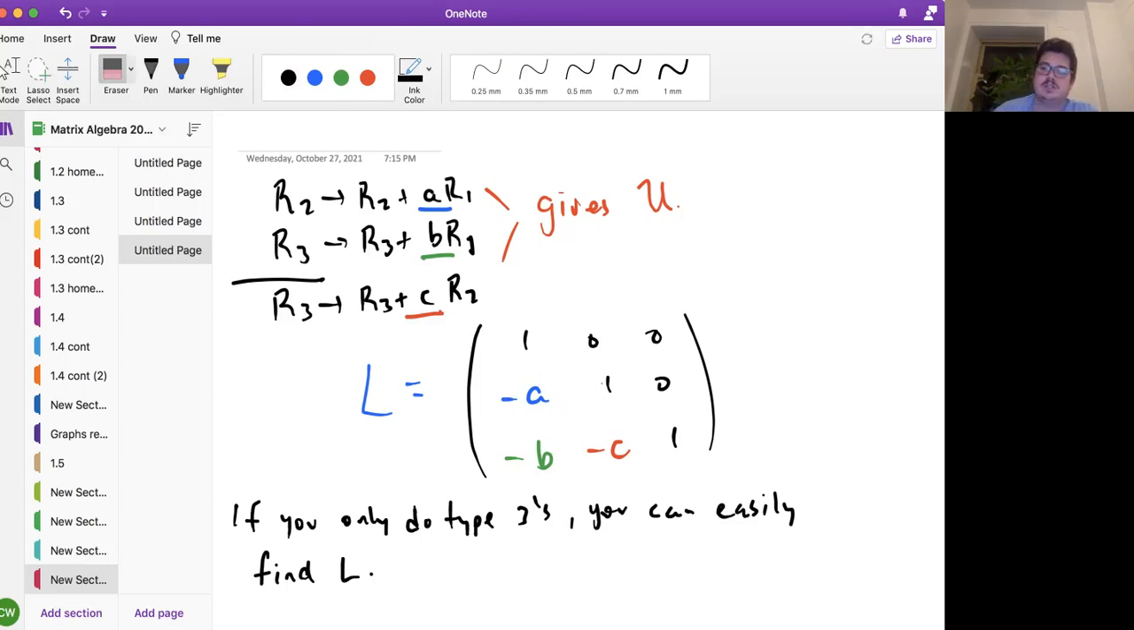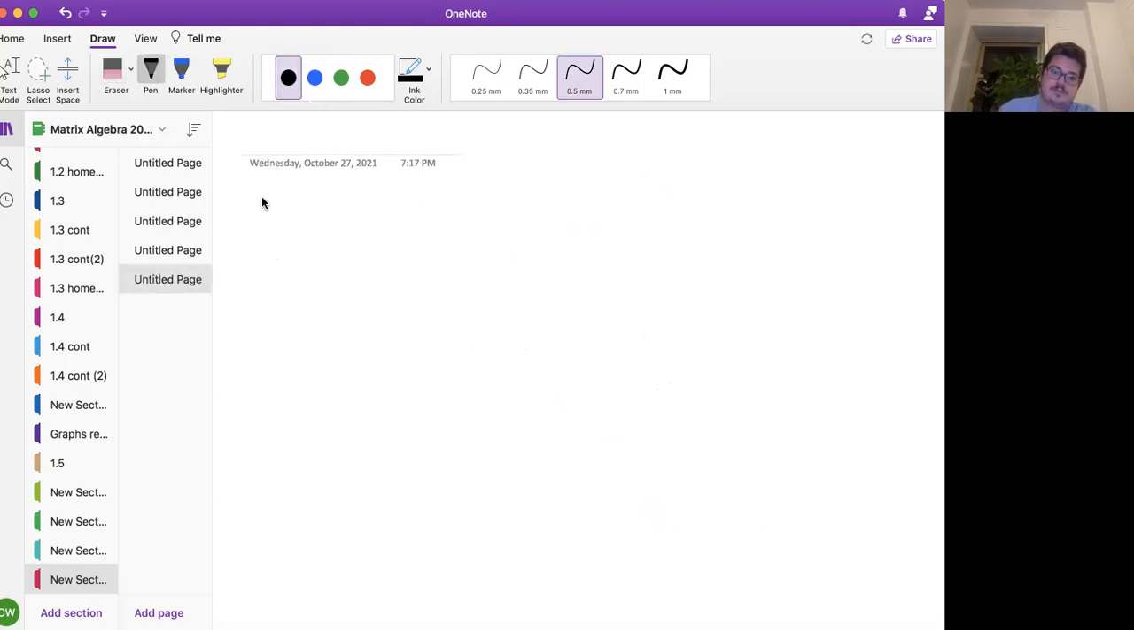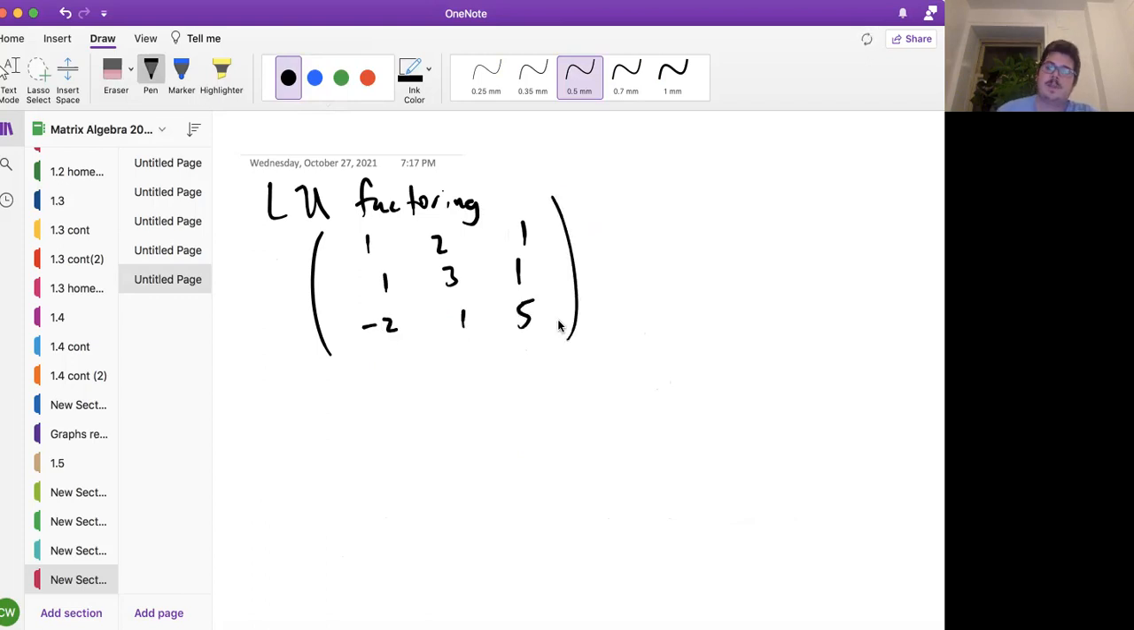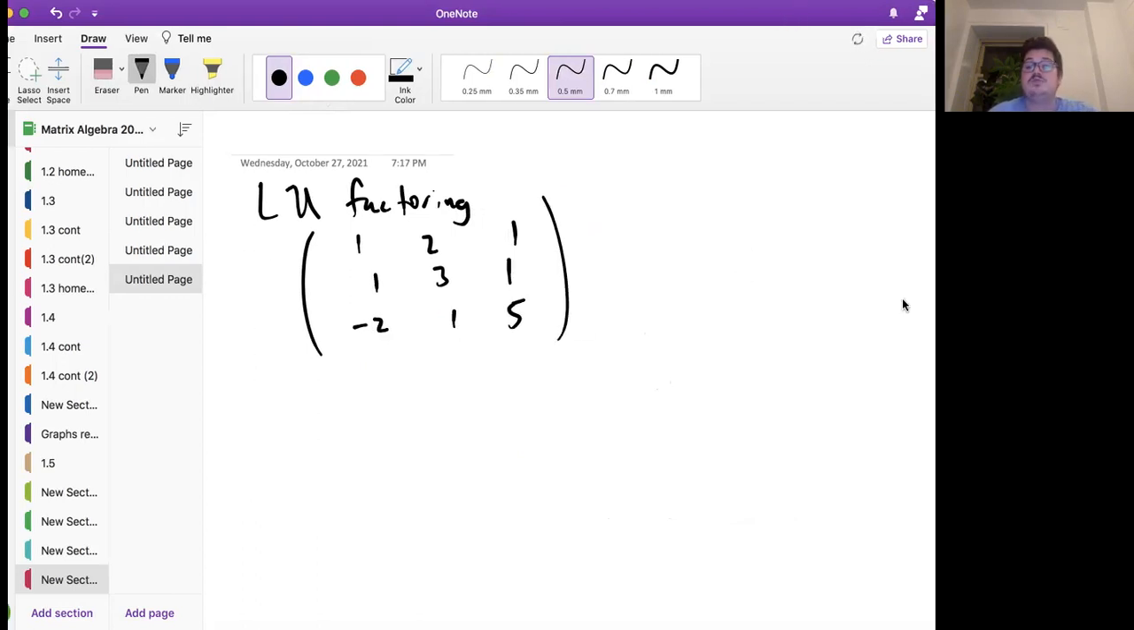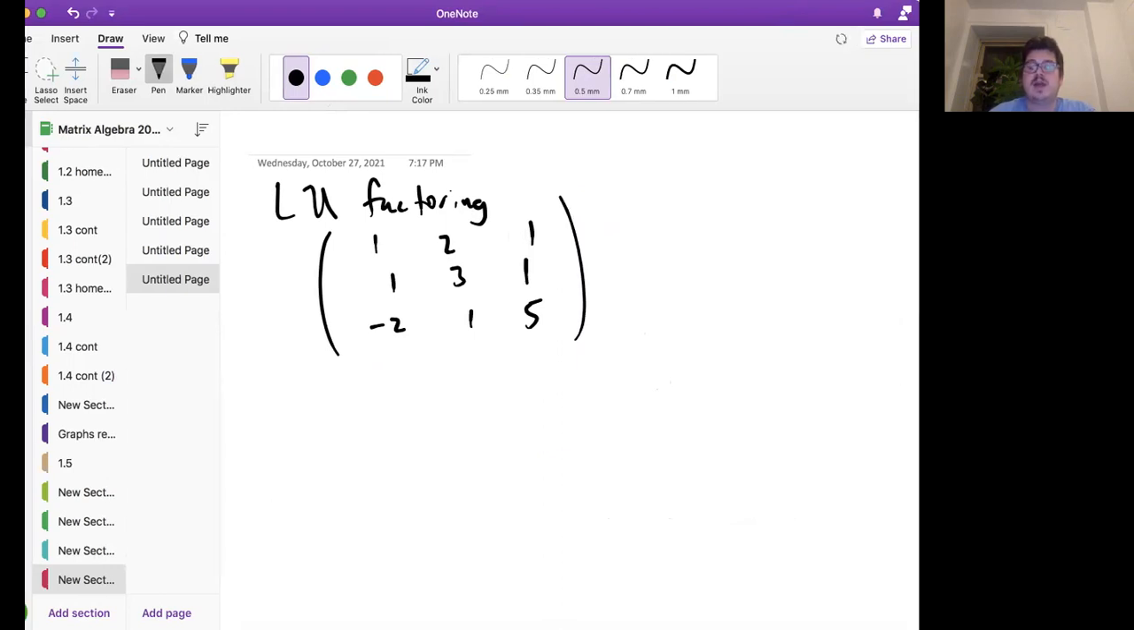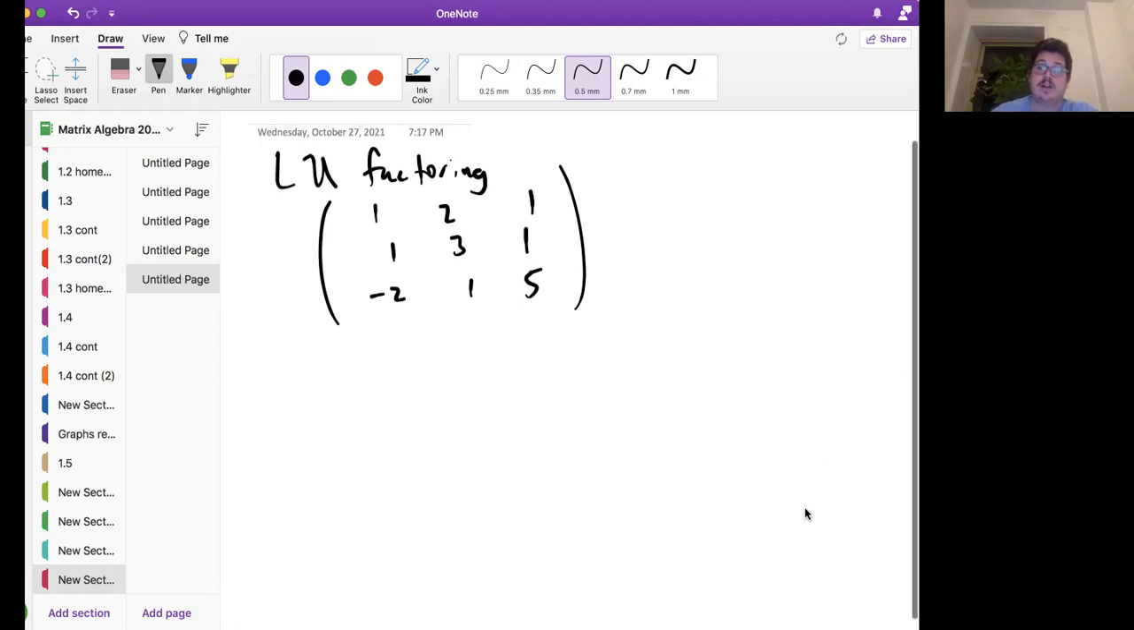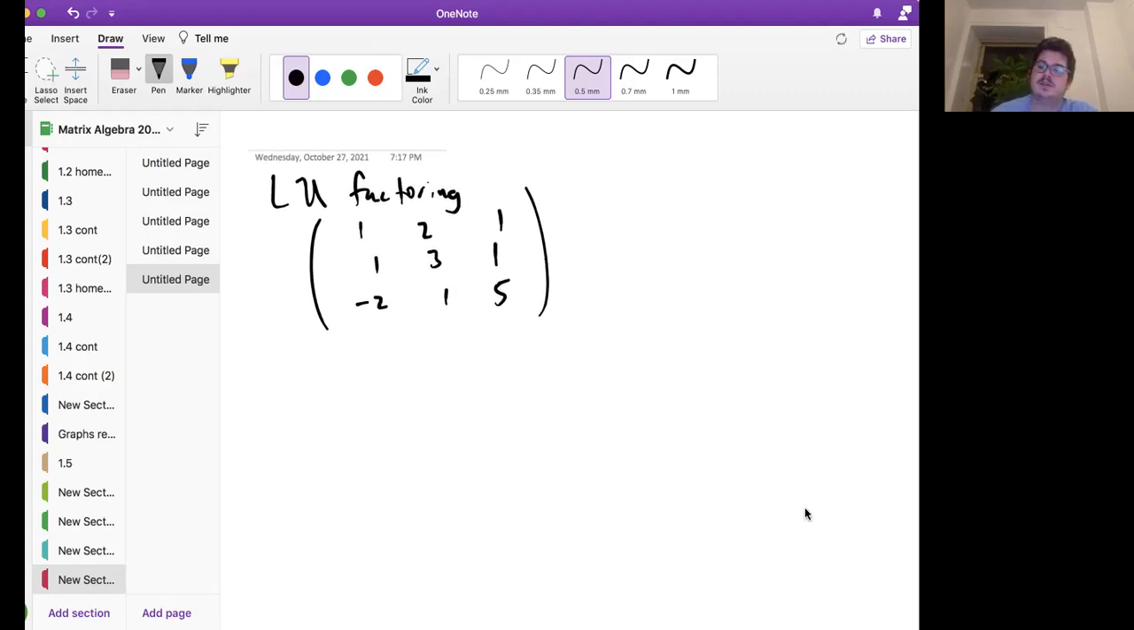And yeah, well, let's use this. Let's do an example. This is LU factoring of the matrix 1, 2, 1, 1, 3, 1, negative 2, 1, 5. Okay, so let's do row operations to get into triangular form as we would do in 1.1, and then we'll figure out the LU factoring from it. Okay, so give me some steps. What would your first step be?